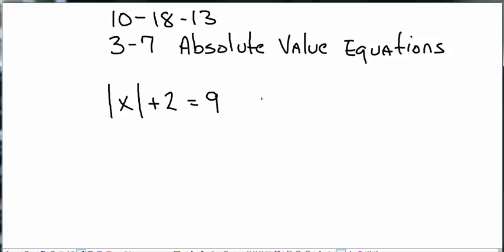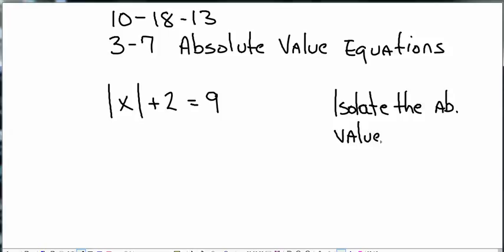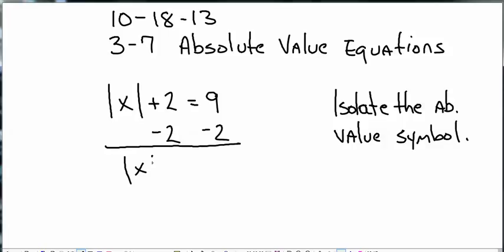Alright, here's the key to absolute value equations and solving them. You have to isolate the absolute value symbol. Isolate it means get it on one side of the equation by itself. Okay? So watch. You subtract 2 from each side, don't you? And you're left with the absolute value of x equals 7.